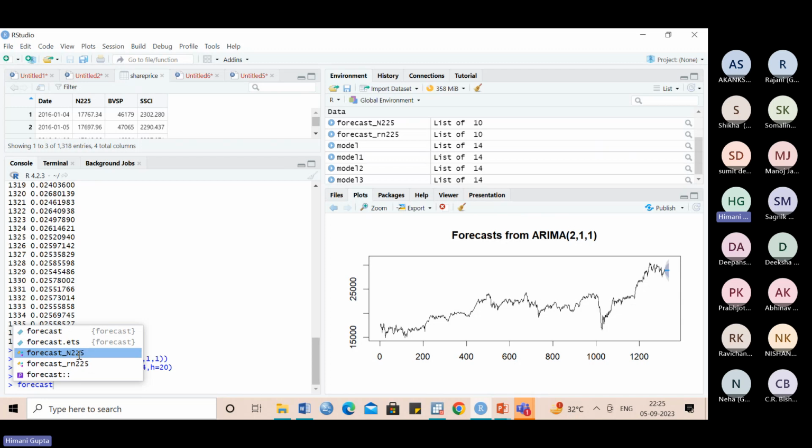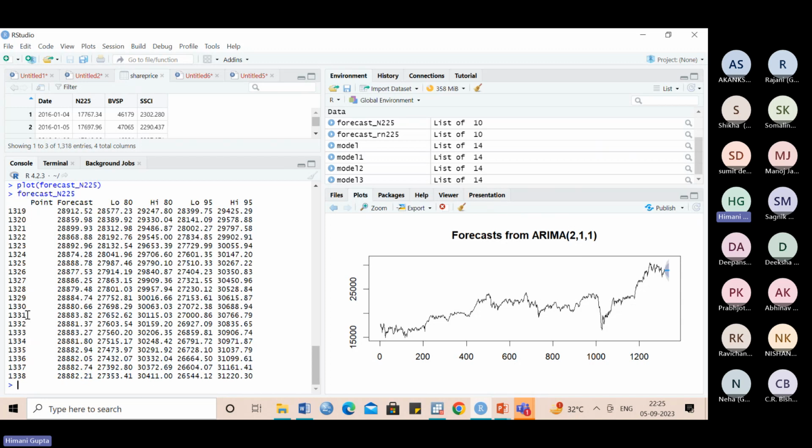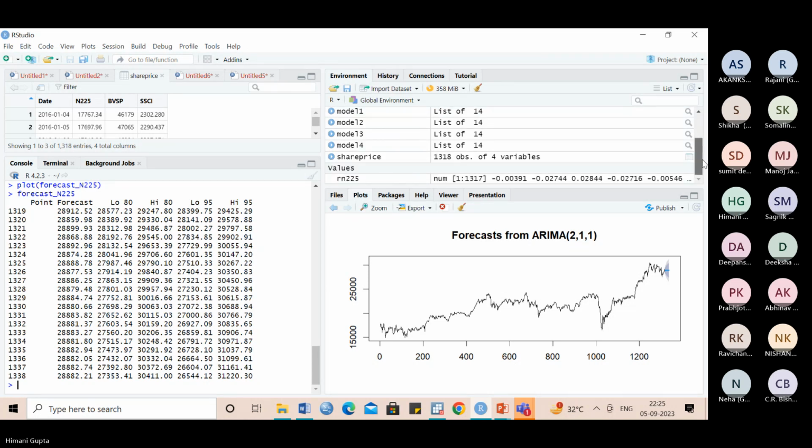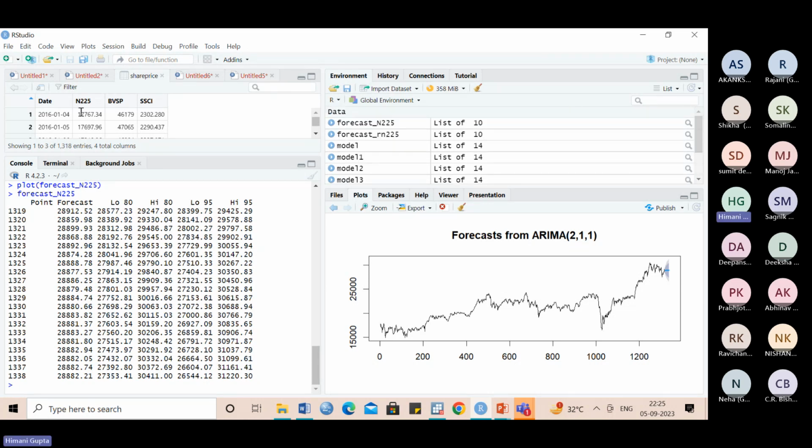And I can even write the term forecast underscore N225, and it will give me the forecast of the next 20 terms. It starts from 1319, because if you see my original data, you will have 1318 observations. So it has given me from 1319 till 1338. My last price for N225 is 28860. So my next prices will be 28912, 28859. So this will be my next 20 days' prices.